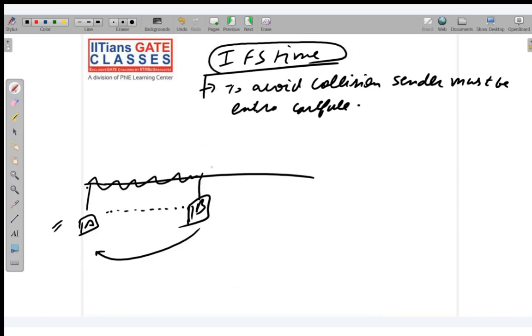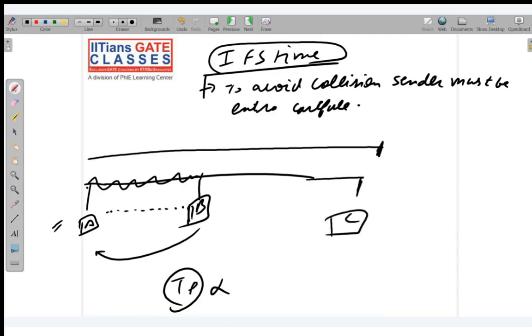By mistake I told you that it is TP, but actually it is not propagation time. Propagation time is the one bit delay between the most widely placed stations. For example, this is C, this is your LAN. So from A to C, one bit delay, this is your TP. From A to B it is not TP. I'm just saying it is one bit delay from A to B. That's it. This is known as IFS time.